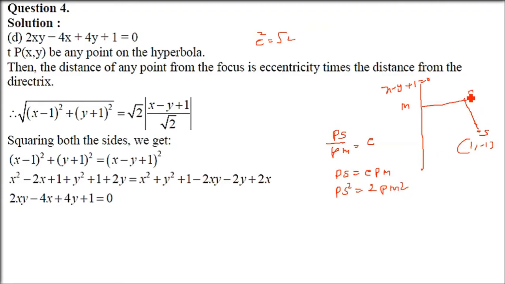So 2 PM square. Now you see this P is (x, y). And what is the distance? x minus 1 whole square, y minus of minus 1, y plus 1 whole square. So I squared it already, so I will not take the root. So this is x minus 1 whole square plus y plus 1 whole square.